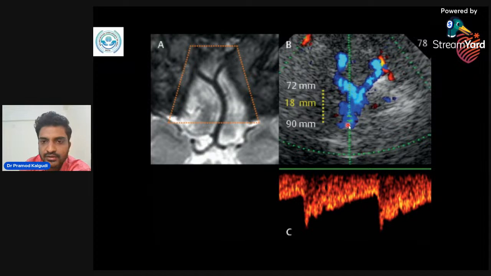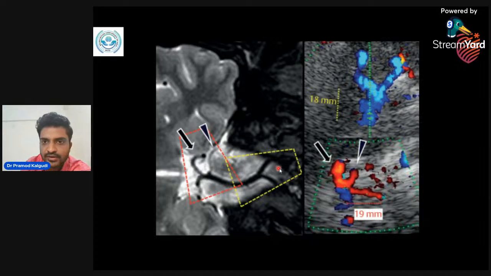Similarly, you have your vertebrals joining to form basilar. At a different level, you can measure the velocities. Put a pulse wave Doppler, you get the velocities. Again, here the basilar is carrying blood towards the brain, and your probe is looking at it, so it's going away. You get an inverted spectrum for basilar as well. So this is another way of looking at basilar.